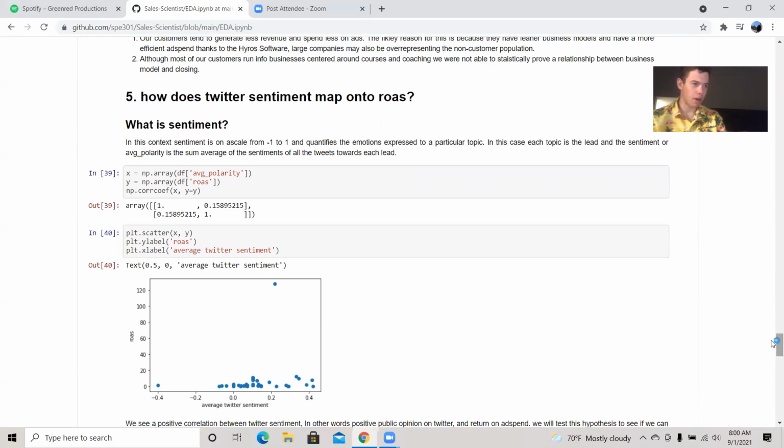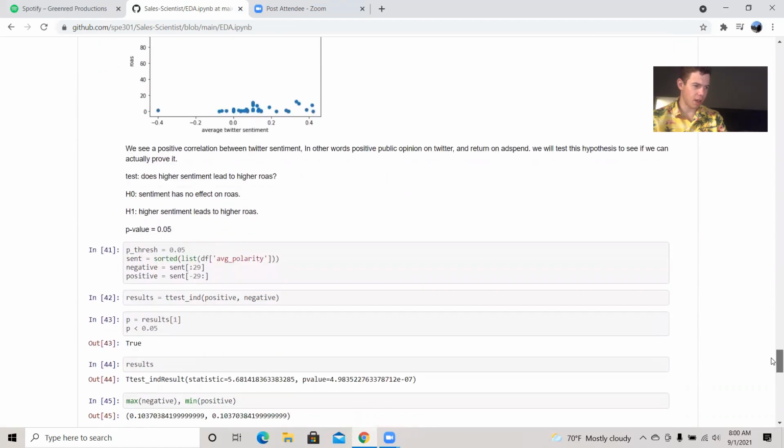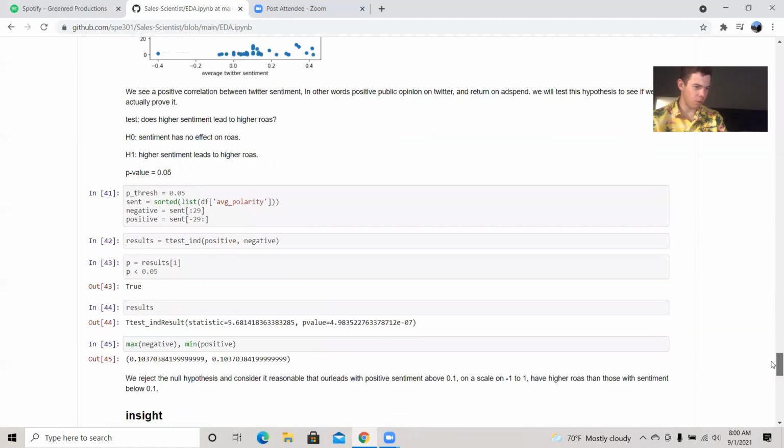And we're looking at return on ad spend and their sentiment. The idea is that for companies that are perceived poorly on Twitter, their ads don't convert well and they have a low return on ad spend. And we're testing to see if that's actually true. We did run a t-test, and we were able to accept the alternate hypothesis and reject the null hypothesis.